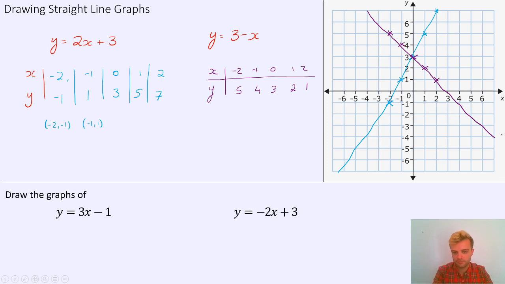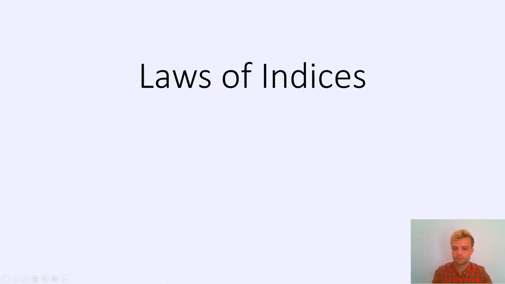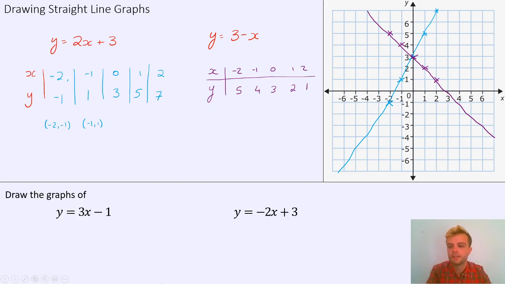So here's a couple of other examples that I'm going to talk through. If you would like, you can have a go at plotting those on your own graph paper and see how it looks. But I'm going to talk those through. So y equals 3x take away 1. We'll pick the same x values as every other example. We'll do -2, -1, 0, 1, and 2. And we'll calculate what y is.